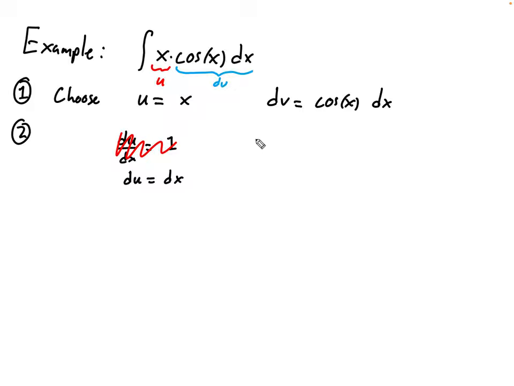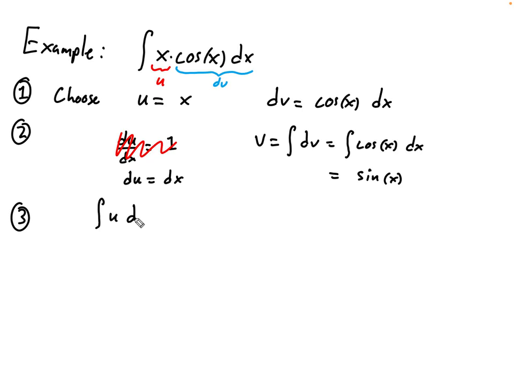Next, we find v. v is the antiderivative of dv, so this is the antiderivative of cosine of x dx. The antiderivative of cosine is positive sine of x. And now we're ready for the last step to apply the formula. Remember, the formula for integration by parts is the integral of u dv equals u times v minus the integral of v du. So we plug everything in.